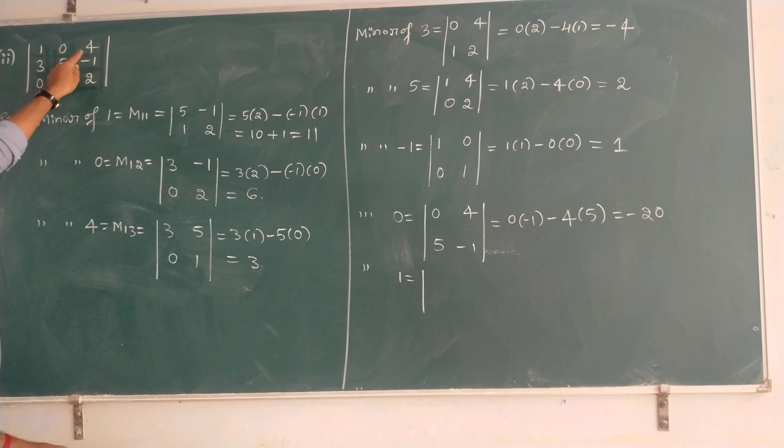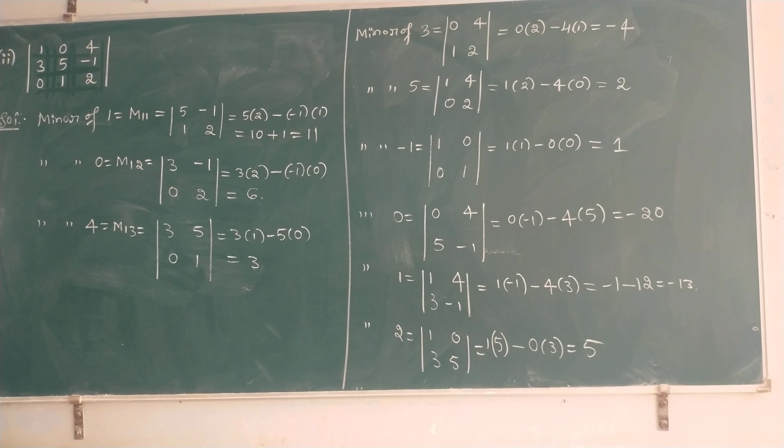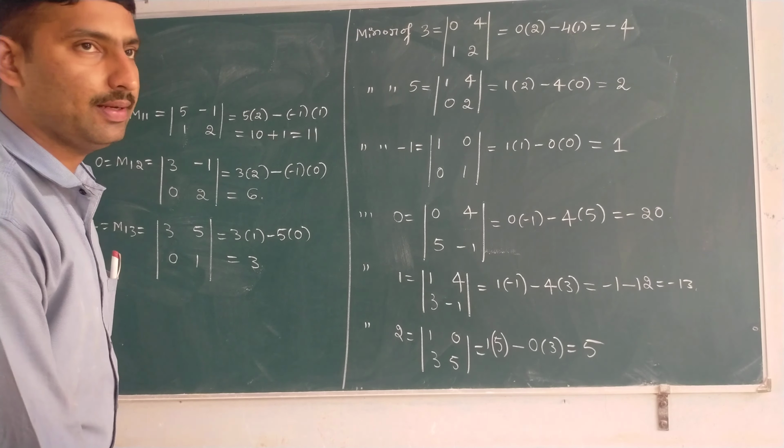Minor of 2 is equal to 1 0 3 5, which is equal to 1 into 5 minus 0 into 3, which is nothing but 5. These are the minors of each and every element.